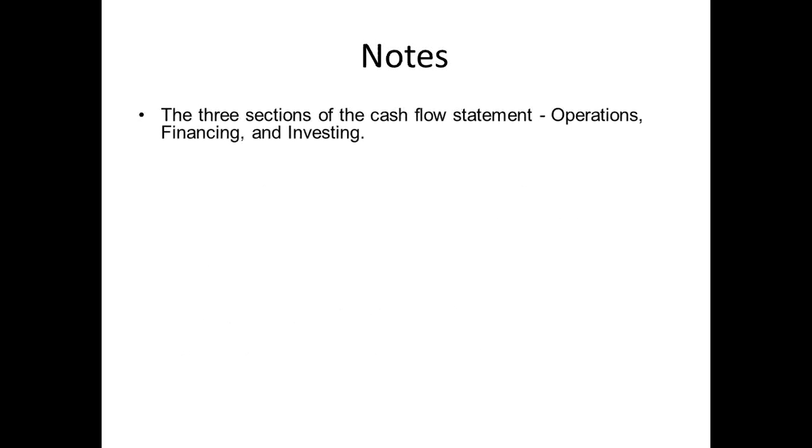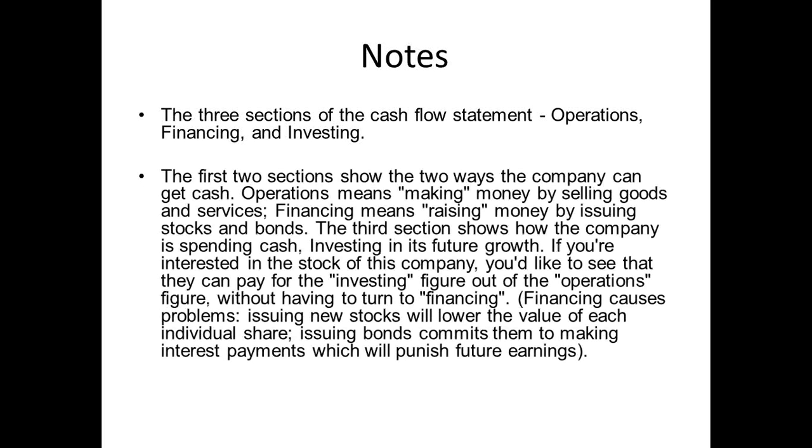So a couple of notes here. There are three sections to most cash flow statements: operations, financing, and investing. The first two sections show the two ways the company can get cash. Operations means making money by selling your goods or services. Financing means raising money by issuing stocks and bonds. The third section, investing, is all about investing in future growth.